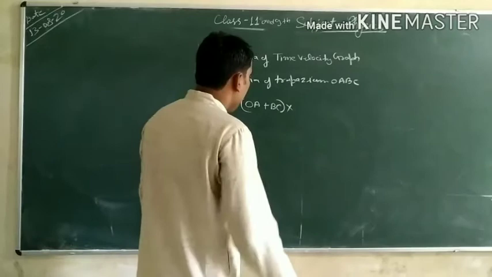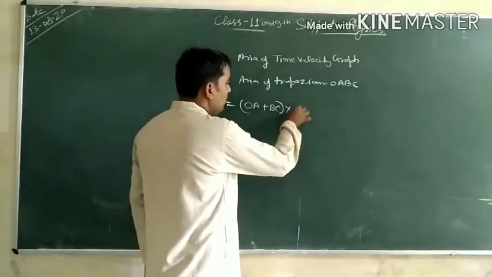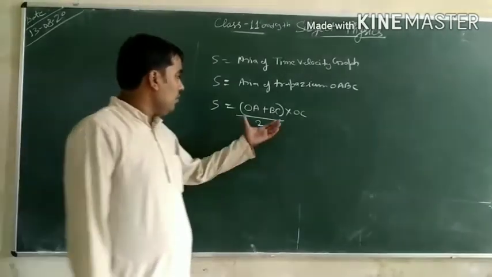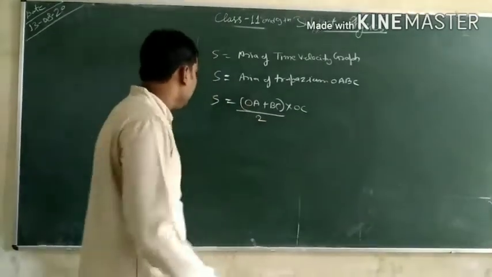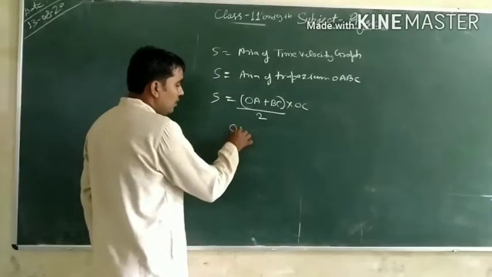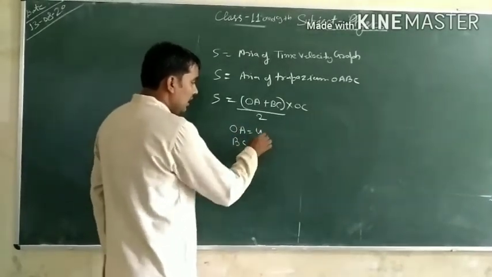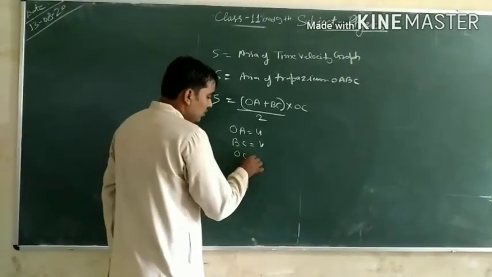Into the perpendicular distance, which is OC, and all of this divided by 2. The value of OA is equal to u, the value of BC is equal to v, and the value of OC is equal to t.